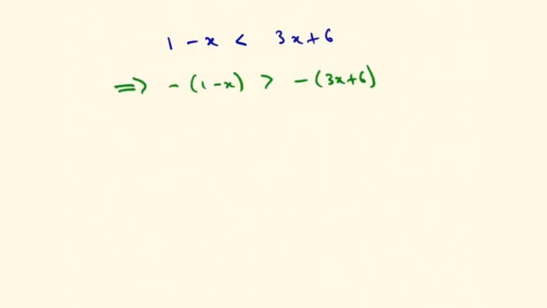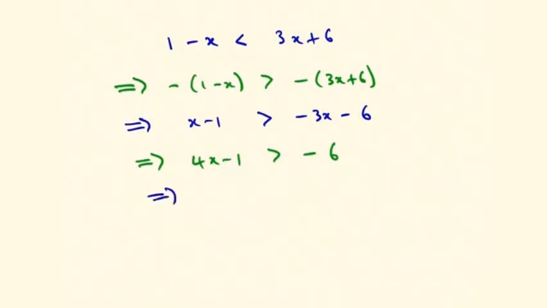Now what's the negative of the left-hand side? That's just x minus 1. The negative of the right-hand side is minus 3x minus 6. And we can gather together the x's, add 3x to both sides. On the left-hand side we get 4x minus 1, on the right-hand side minus 6. Add 1 to both sides. Divide both sides by 4. And we've got the same answer that we had before: x is greater than minus 5 on 4.